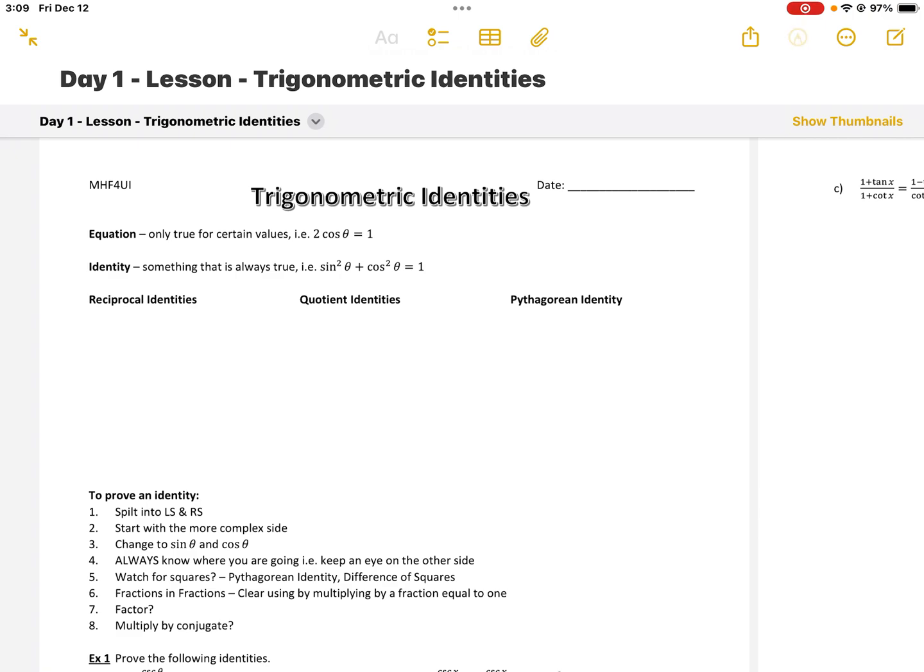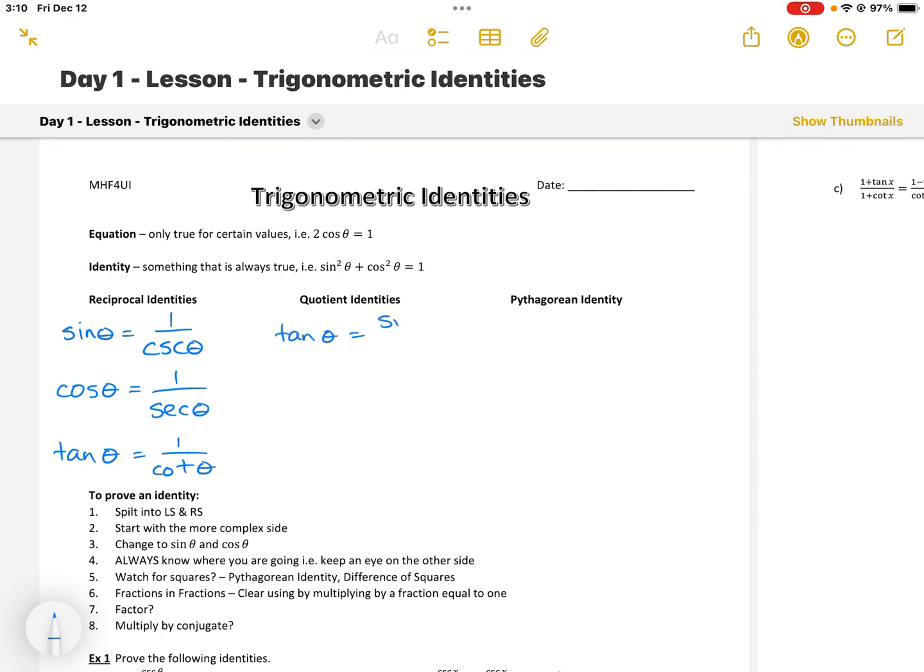So we have some reciprocal identities. We've got sine theta is 1 over cosecant theta. We've got cos theta is 1 over secant theta. And then we've got tan theta equals 1 over cotan theta. We have our two quotient identities of tan theta is sine theta over cos theta, and then the reciprocal identity of cotan theta is cos theta over sine theta.